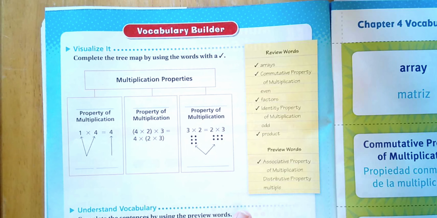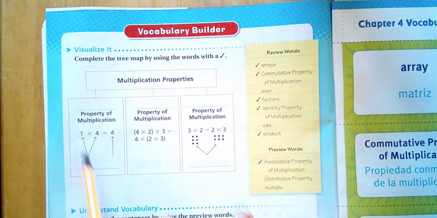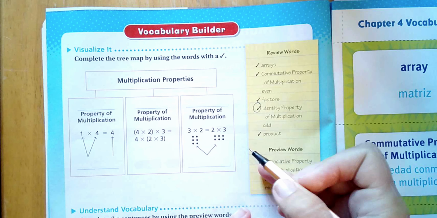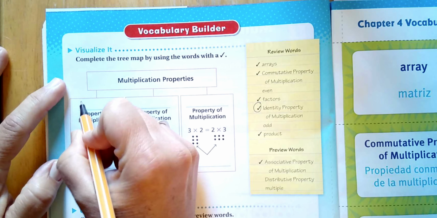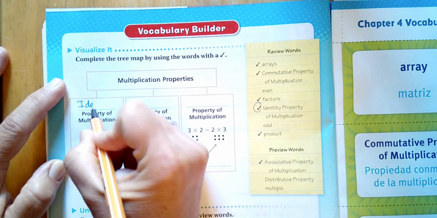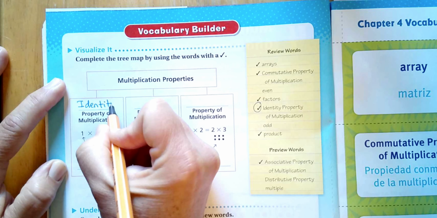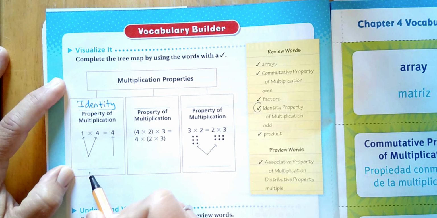Multiplication properties. The property of multiplication that shows 1 times 4 equals 4, that any number times 1 equals that number, is called the identity property. So we'll write identity. And I can see there's some blue lines down here.